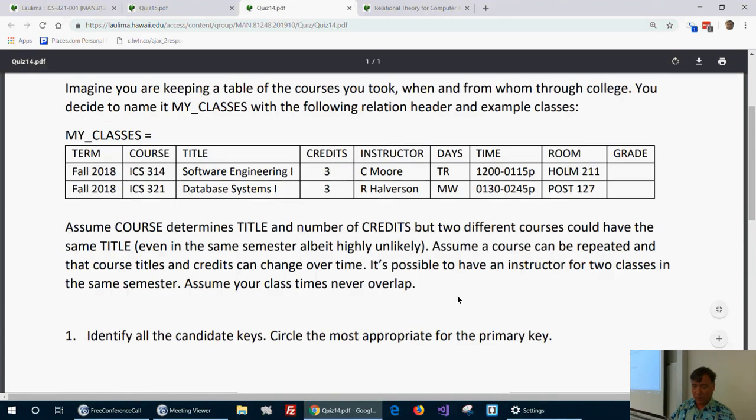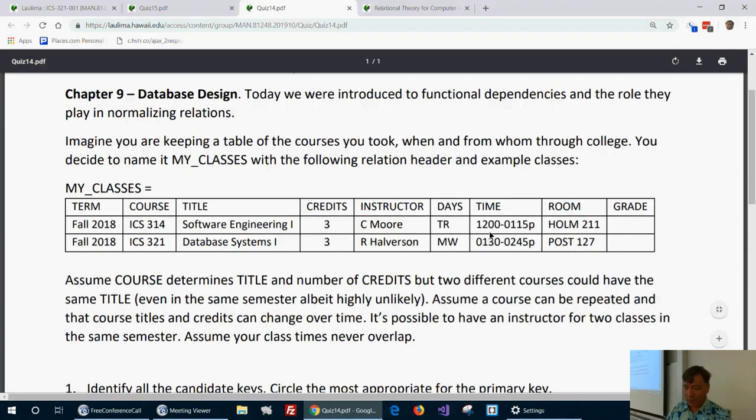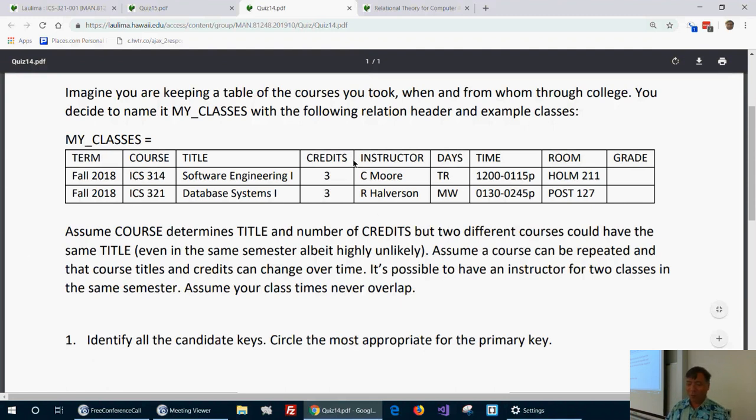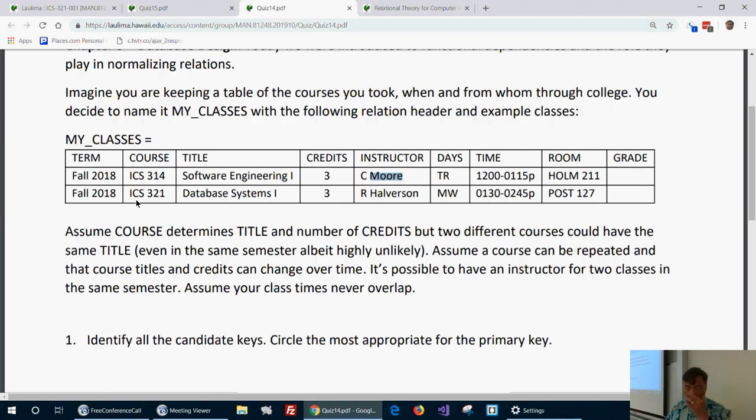The task here is to normalize this, because right away we can see some things. I don't want you to make any assumptions about sections of course, because you would never take 2 sections of the same course in the same semester, right? You can't sign up for Moore's section of 314 and someone else's section of 314. So we don't really need to think about sections.